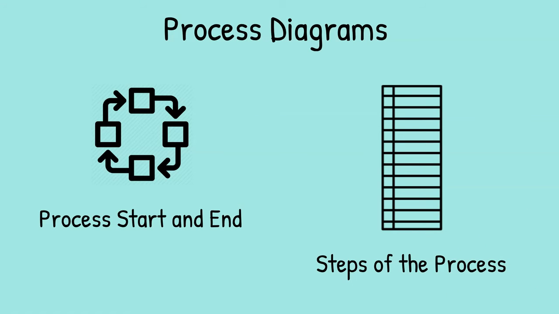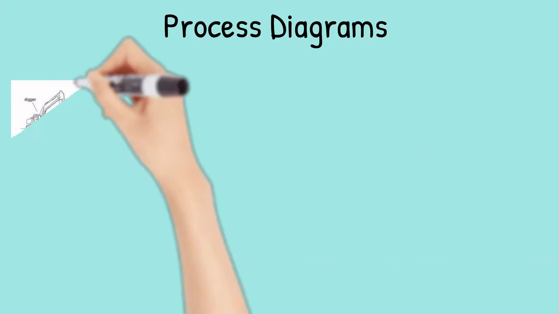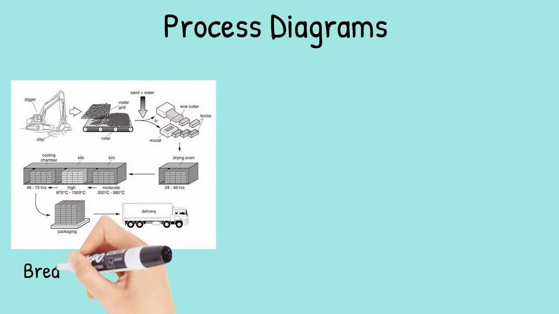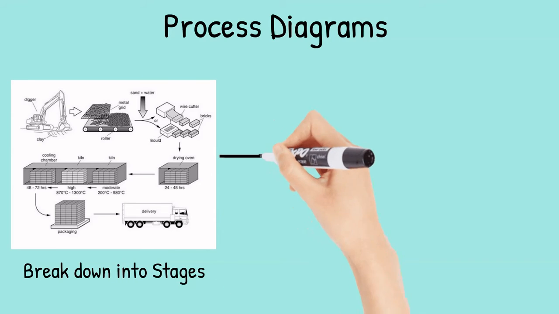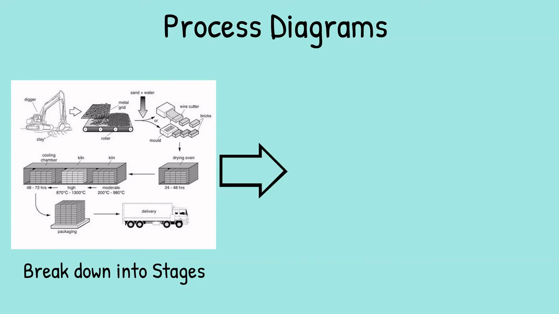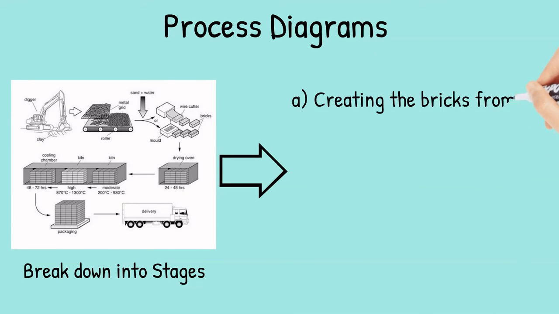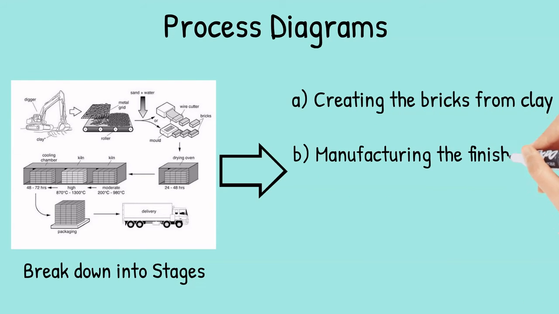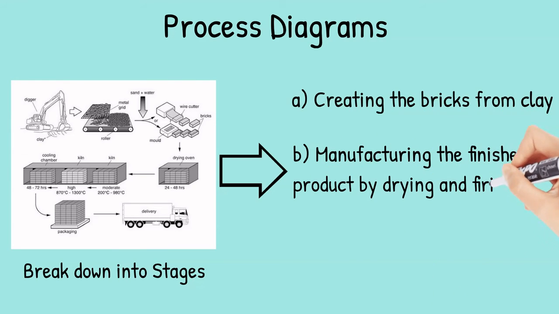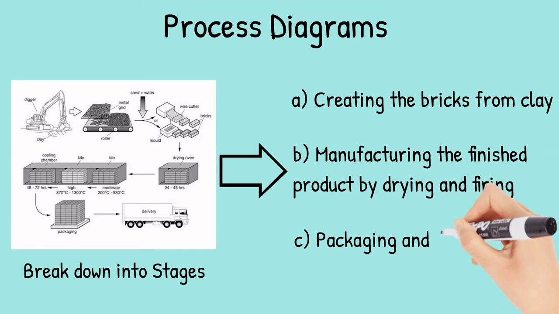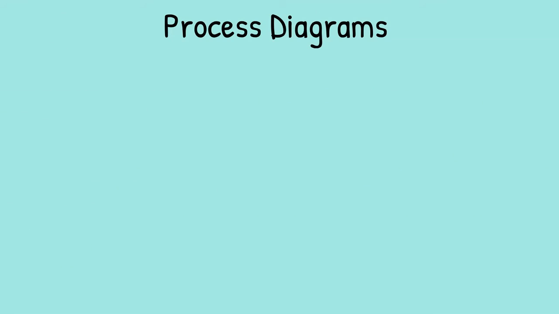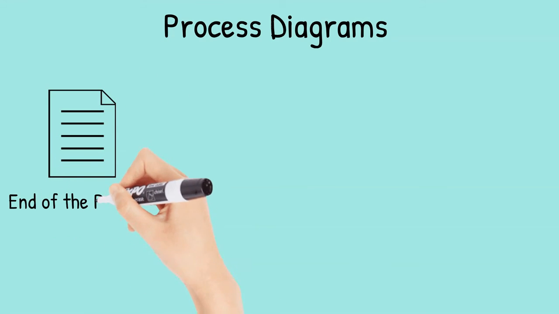Next, how many steps are there to the process? If there are a lot, it can be helpful to number them from 1 to whatever number the final stage is. Next question to answer is, can the process be easily broken down into stages? In the brick making graphic, for example, there are 3 stages: creating the bricks from clay, manufacturing the finished product by drying and firing, and packaging and delivery. In the life cycle graphic, there are also 3 distinct stages where the frog is at different stages of development: egg, juvenile and adult.